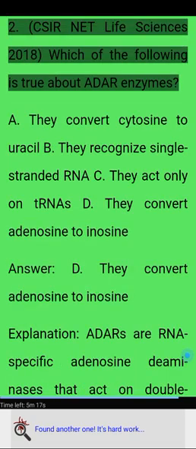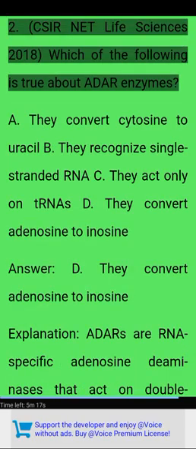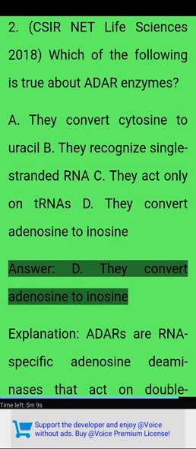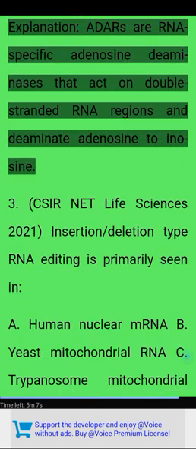2. CSIR NET Life Sciences 2018. Which of the following is true about ADAR enzymes? A. They convert cytosine to uracil. B. They recognize single-stranded RNA. C. They act only on tRNAs. D. They convert adenosine to inosine. Answer: D. They convert adenosine to inosine. Explanation: ADARs are RNA-specific adenosine deaminases that act on double-stranded RNA regions and deaminate adenosine to inosine.